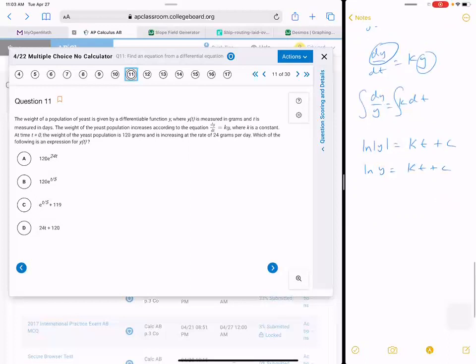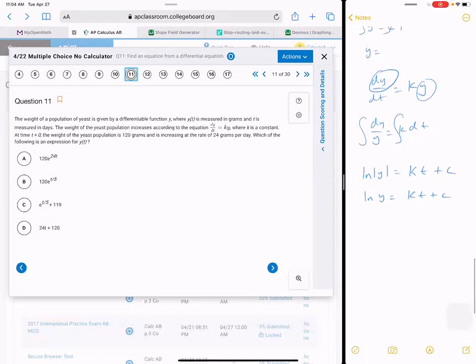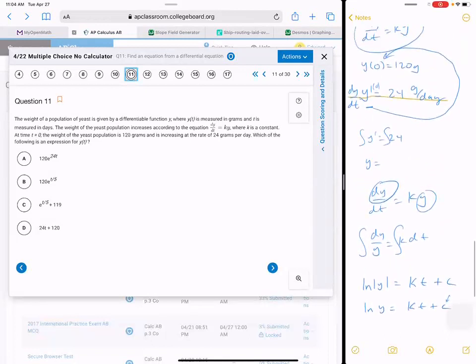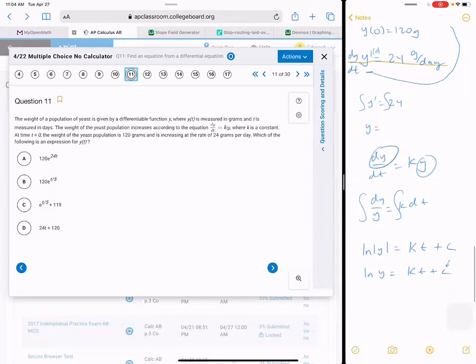Now it's algebra 2 time, folks. How can I solve for y? We're going to take e to both sides, right? Before we even do that, let's plug in values to find out what c is. That c is what we have to solve for, because we have an initial condition. They told us that when t is 0, y is 120. So when t is 0, k times 0 is equal to natural log of 120.